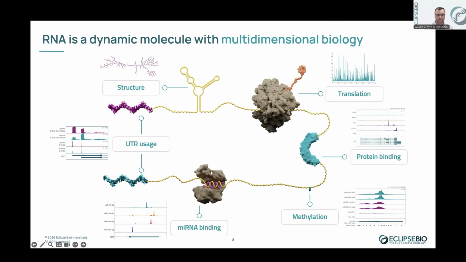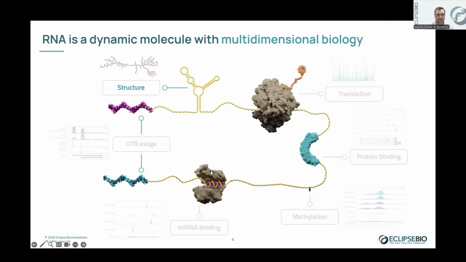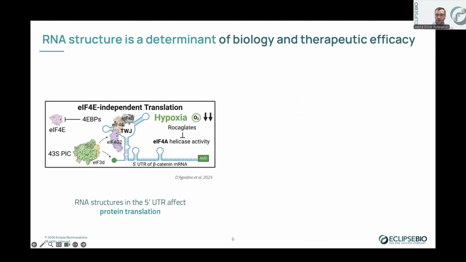But today I'm going to focus specifically on a few vignettes looking at different components, starting first with looking at secondary structure of RNA. All RNAs do fold into very complex secondary and tertiary structures, and these structures can play key regulatory roles in multiple aspects of biology. Today I'm going to focus a little bit on translation first.